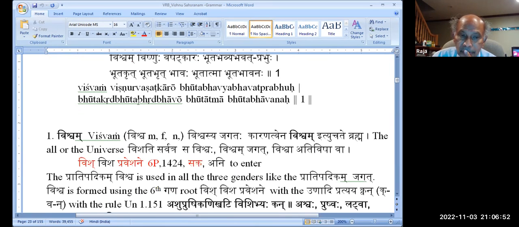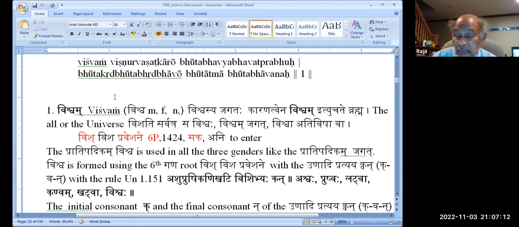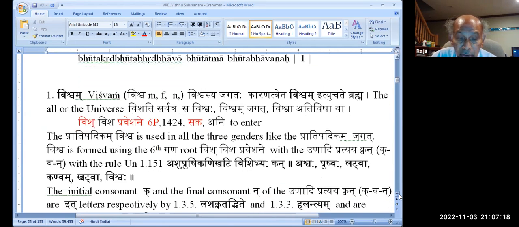Vishwam is masculine, feminine, or neuter, any of them. Vishwasya Jagataha. Vishwa means Jagat. Then I explain all of this. Then how does Vishwam come from vish, to enter? Vishwam and Vishnu come from the same dhatu in two different meanings, so I explain what Panini rules are used.